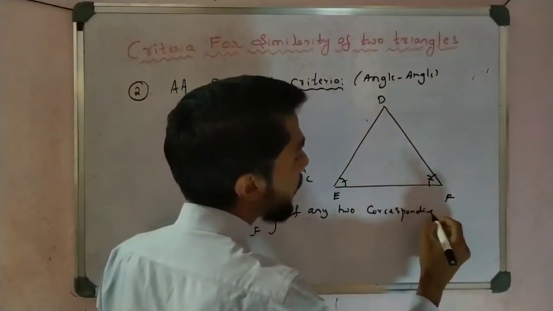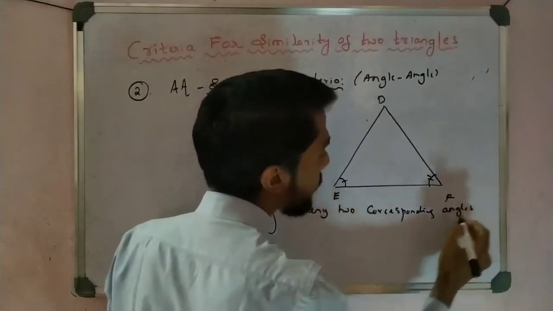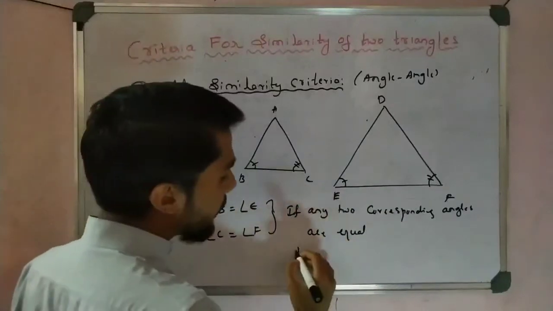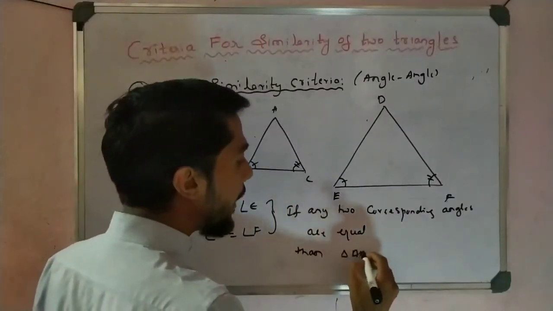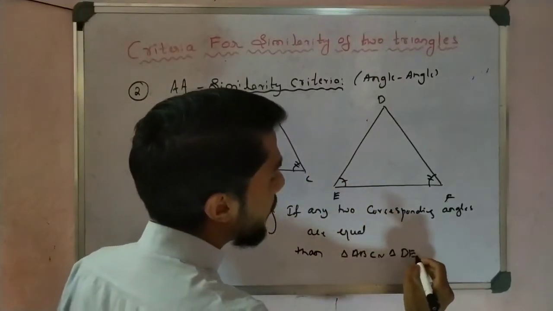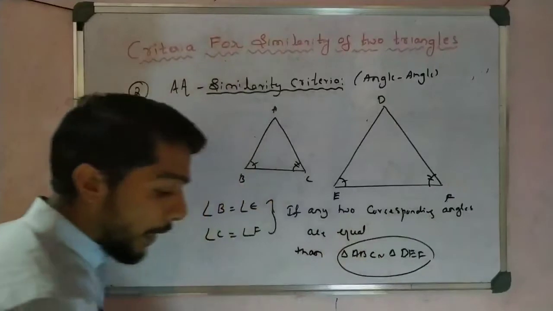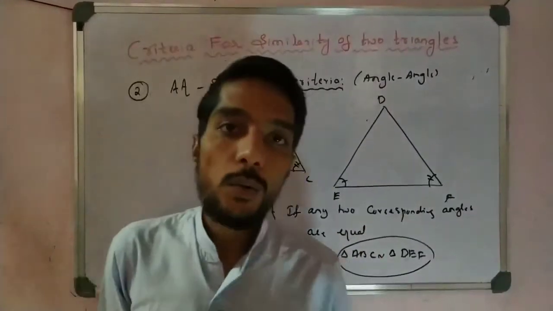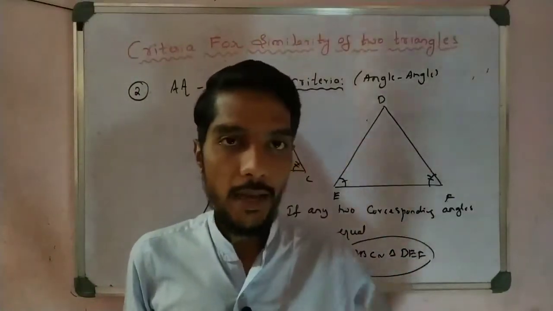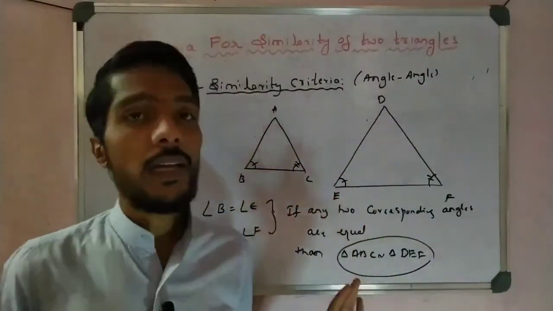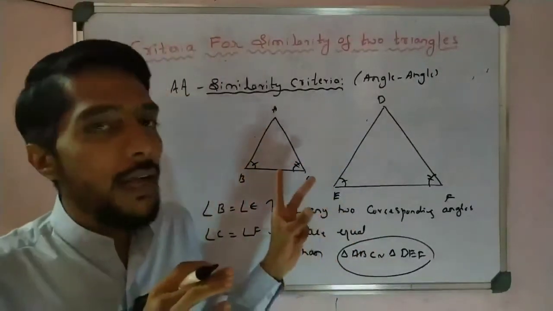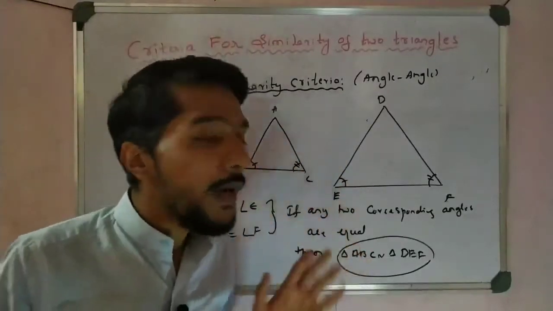corresponding angles are equal in measurement, then triangle ABC is similar to triangle DEF. So we get one point here: a minimum of two angles is required to say that the triangles are similar. Maximum three angles, and minimum two angles are required, without considering sides. Only with the help of angles, a minimum of two angles is enough to say that the given triangles are similar.